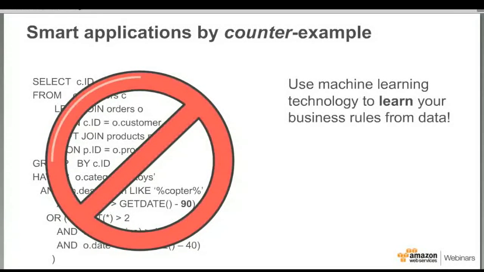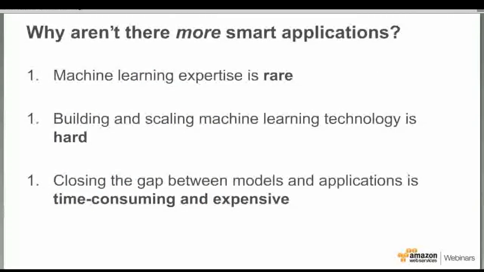Taking the data you have, applying the right predictive technology to it, finding these rules, and then acting on the outputs. So you might ask, why aren't there more smart applications? And what we have seen is there are really three reasons. One is machine learning expertise is rare. The second is that building and scaling machine learning technology is hard. And finally, the third is that closing the gap between models and applications is time-consuming and expensive.